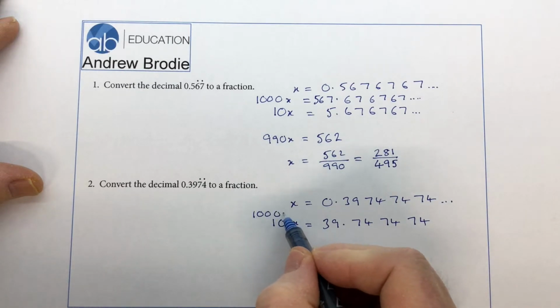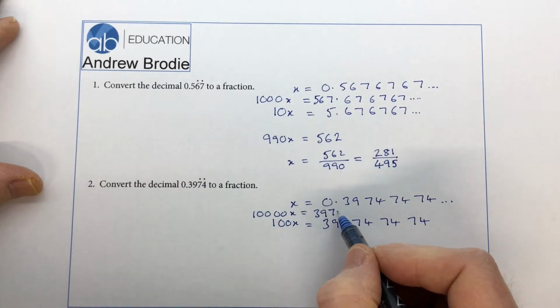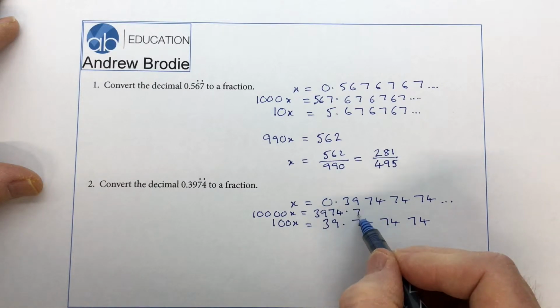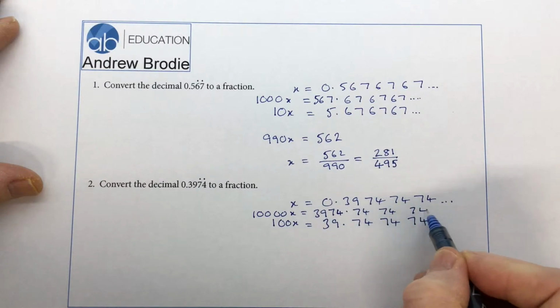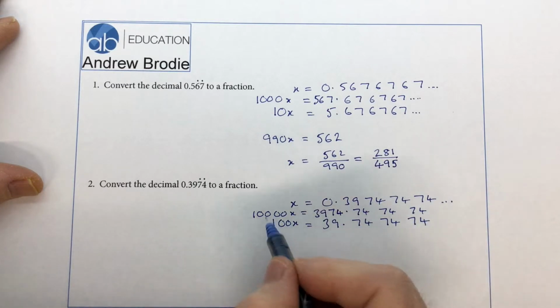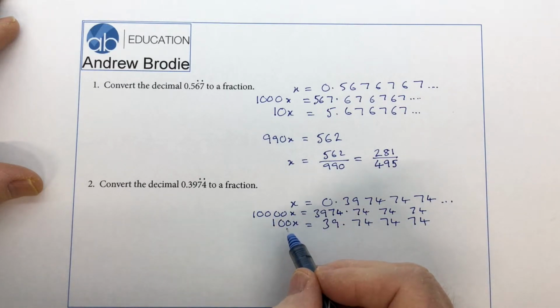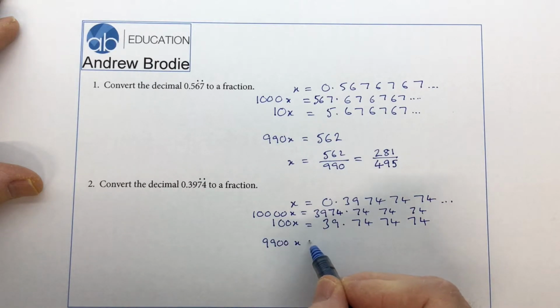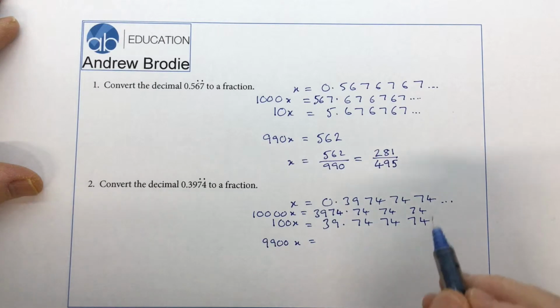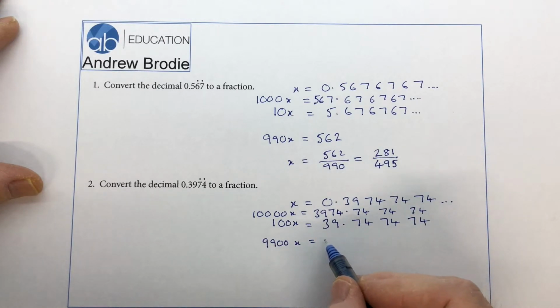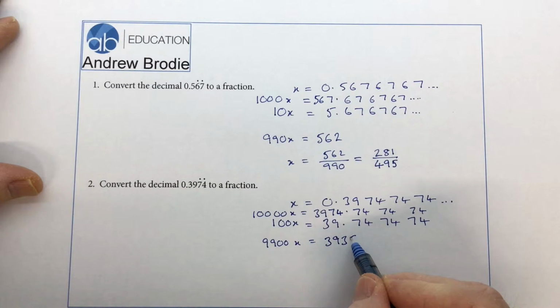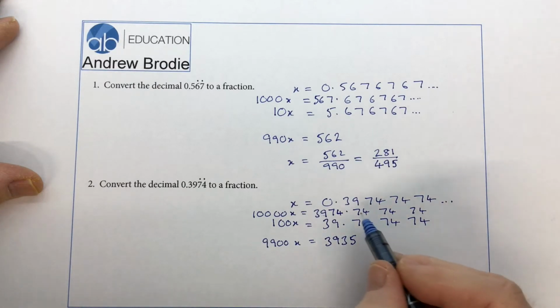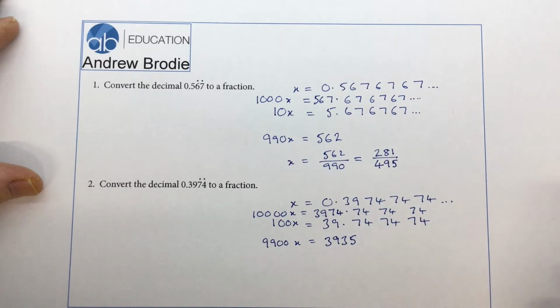So 10,000x will be 3,974.747474. Had to squeeze it in there. Now let's do the subtraction. So we're going to have 9,900x is equal to this, take away this. So that comes to 3935. Because that 3 and the 9 are there, and the 74 take away 39 gives us 35. And of course, all of these knock each other out.